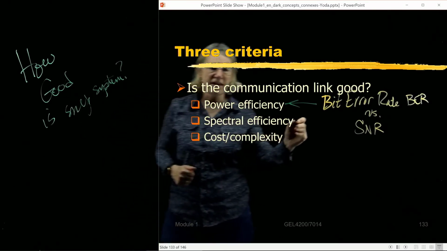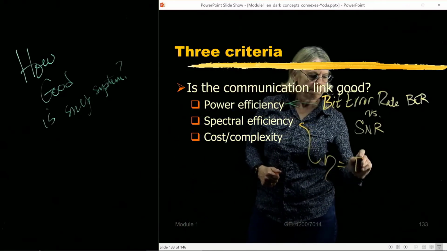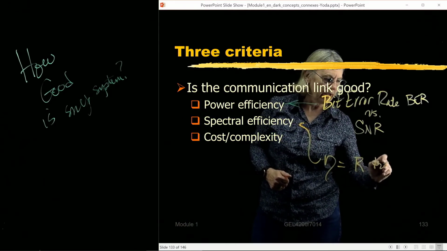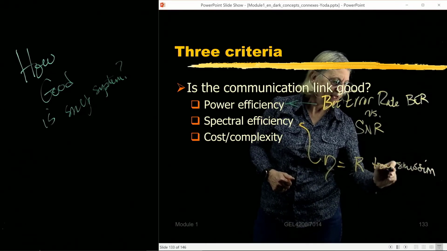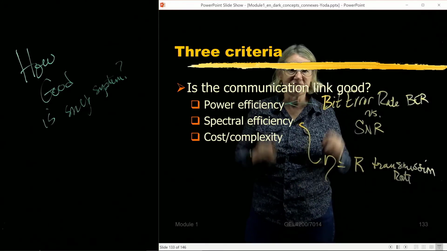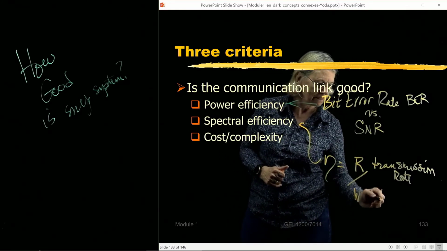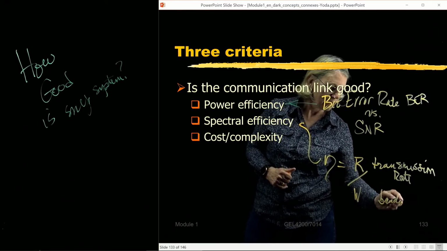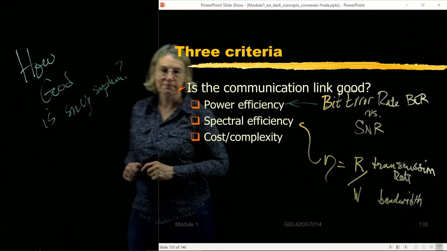So we often have a symbol of eta, which represents the transmission rate, how many bits per second, how fast the information I can send in a given bandwidth. So this is what I call spectral efficiency.